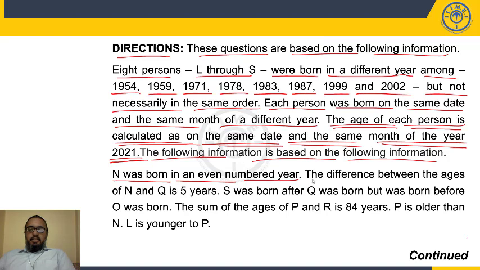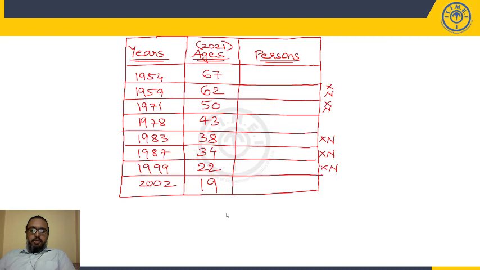Okay, right. Now the difference between the ages of N and Q is 5 years. Okay, now N and Q, the difference in ages is 5 years, he says. Now what are the numbers possible? If you see, since N has to come only in an even numbered year, if N is 67 age, then you have a difference of 5, so 62. So you can have 67, 62 combination, okay? Or you can also have N can come at the age of 43 also, correct?